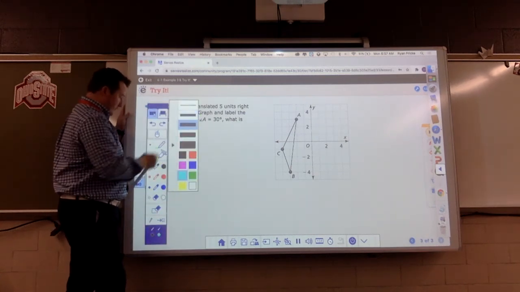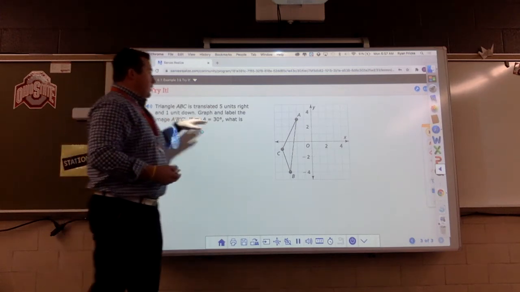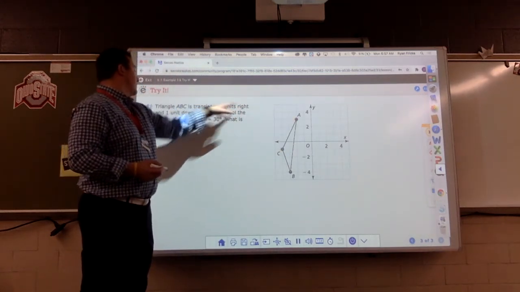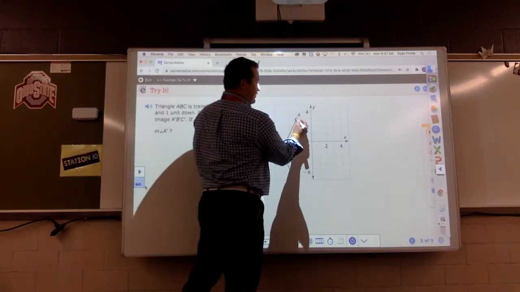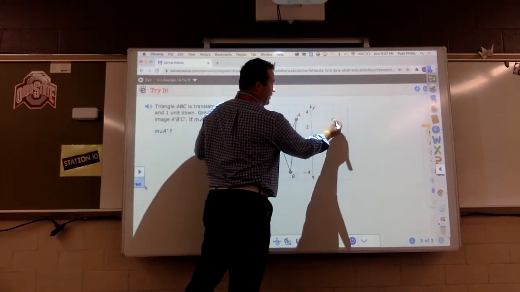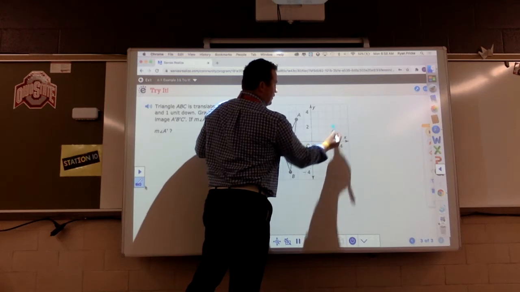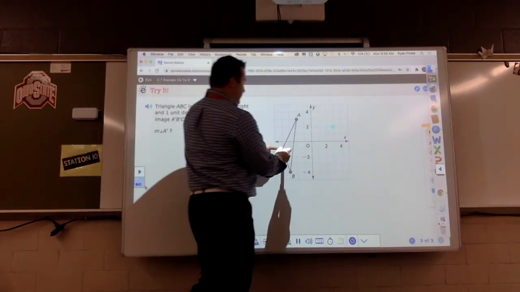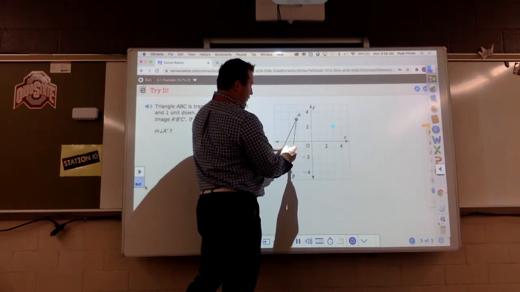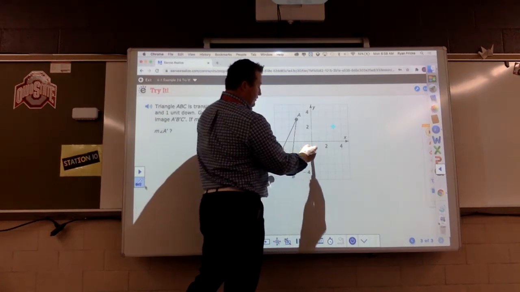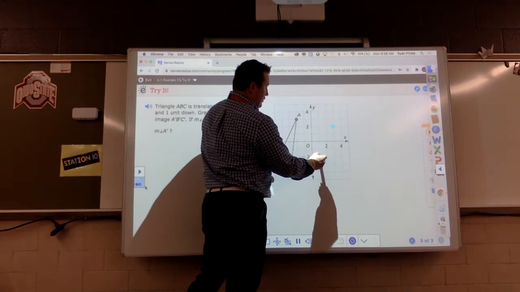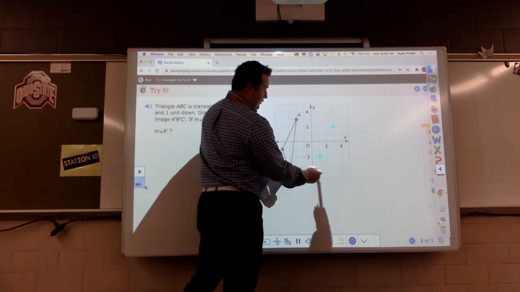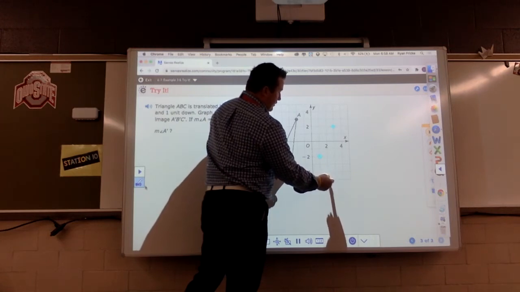All right, go here. So, A was here. What's it going to do? It's going to go 5 right, 1 down. Literally, it's nothing more than 1, 2, 3, 4, 5 right, 1 down. There it is. Same thing with C. It's going to go 5 to the right and 1 down. So 1, 2, 3, 4, 5 right, 1 down. Right there. Same thing for B. 1, 2, 3, 4, 5 right, 1 down.